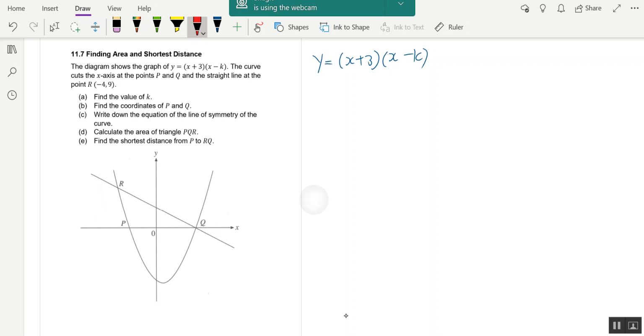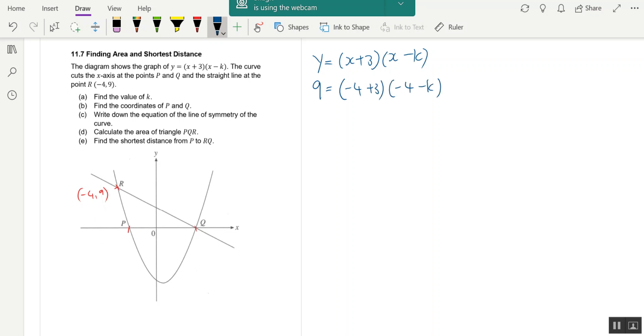They say that it passes through P and Q here, and the point R. Now you have one coordinate here: negative 4, 9. Does the curve pass through that negative 4, 9? Yes. Anything that it passes through, you can just put it in, which means 9 is equals to negative 4 plus 3, negative 4 minus k.